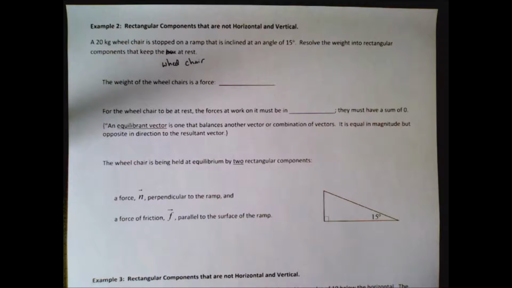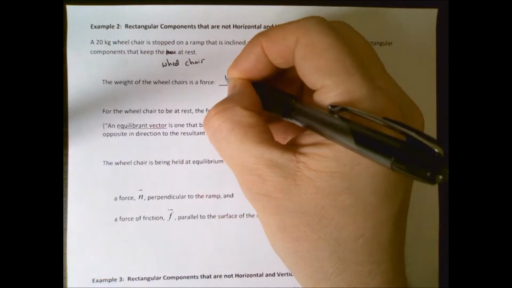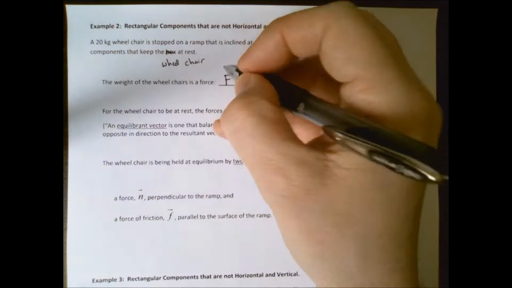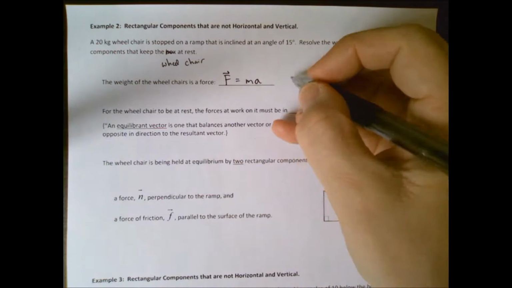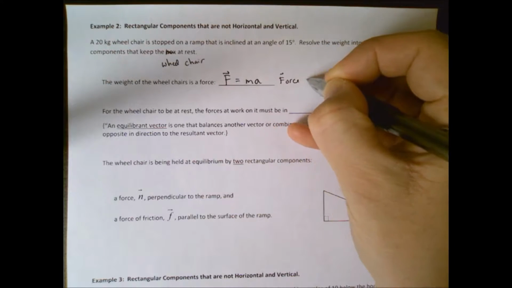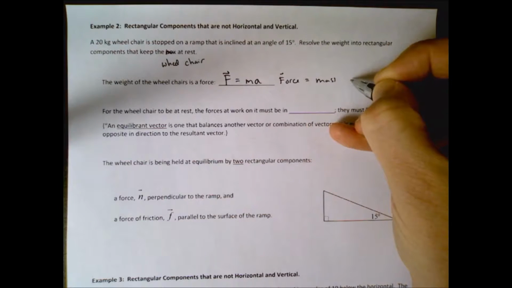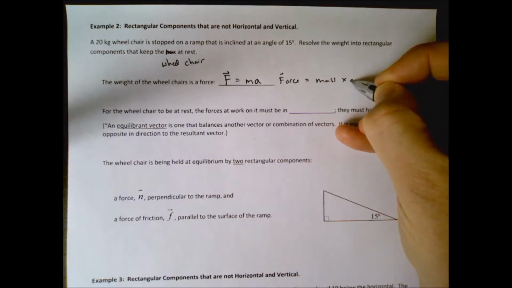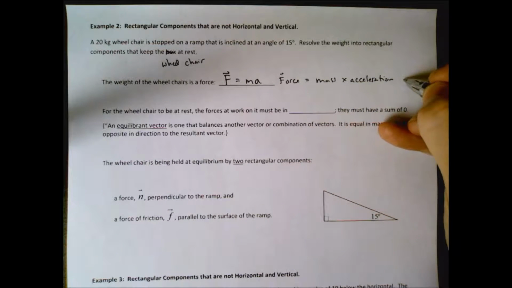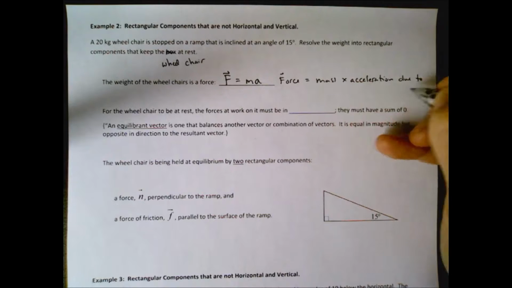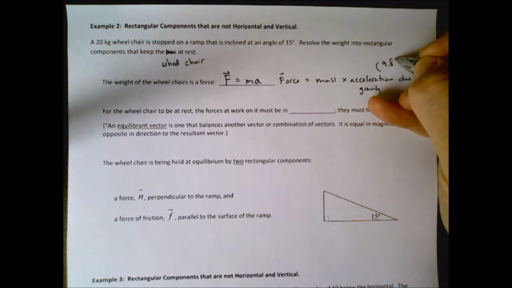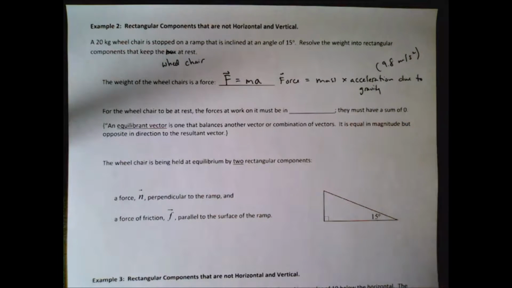The weight of the wheelchair is a force, and the force of the wheelchair is mass times acceleration. So again, we know that the force is equal to the mass of the object times the acceleration. Acceleration of what, Mr. Wills? Due to gravity. And of course, this is always 9.8 meters per second squared as long as we're on the Earth.